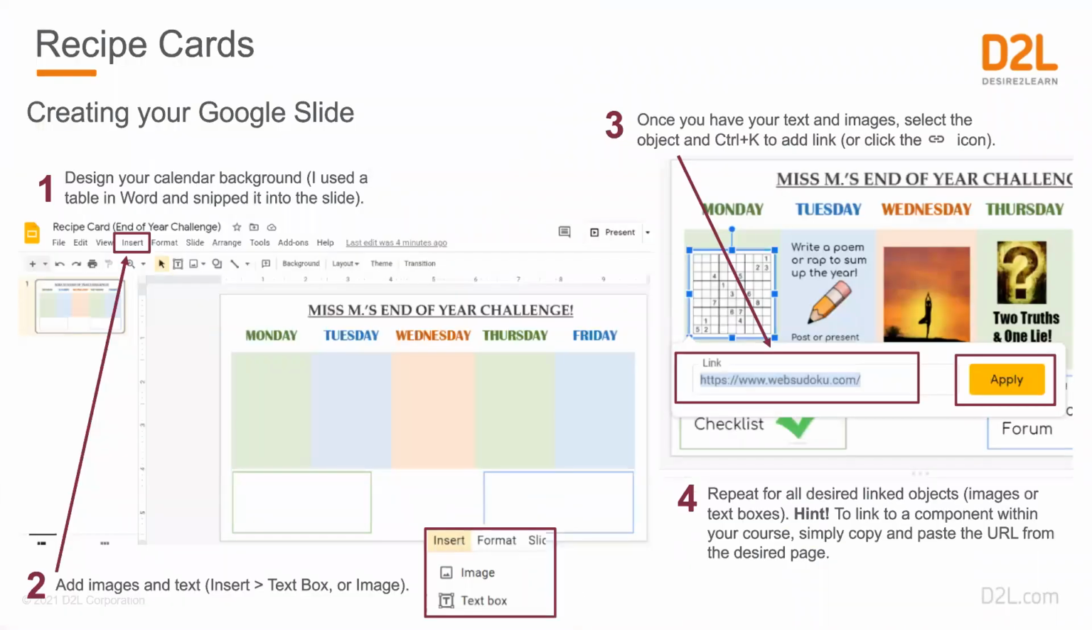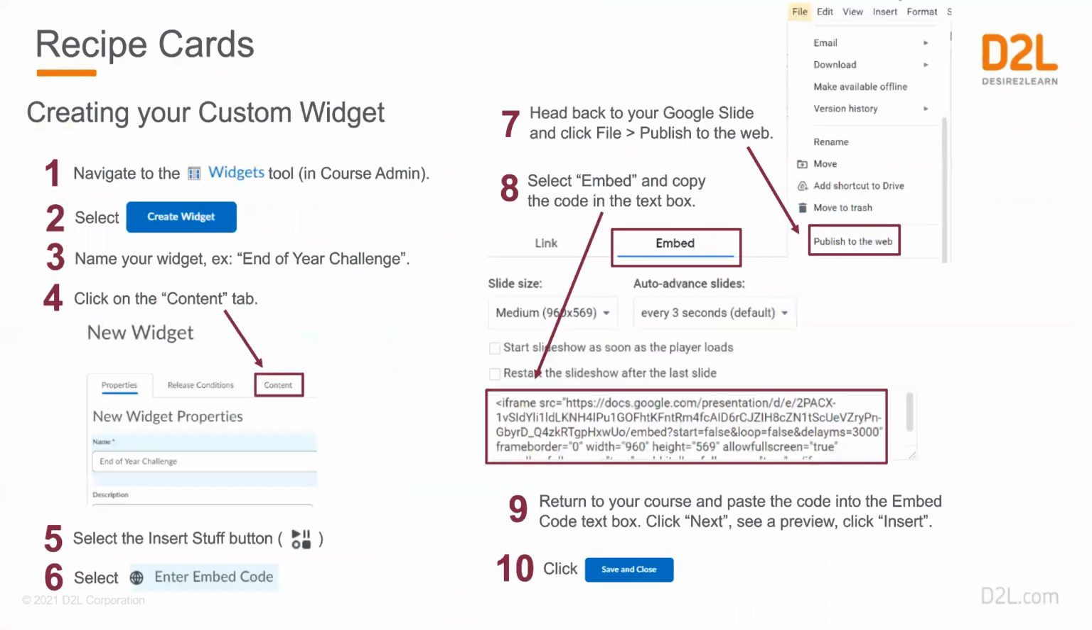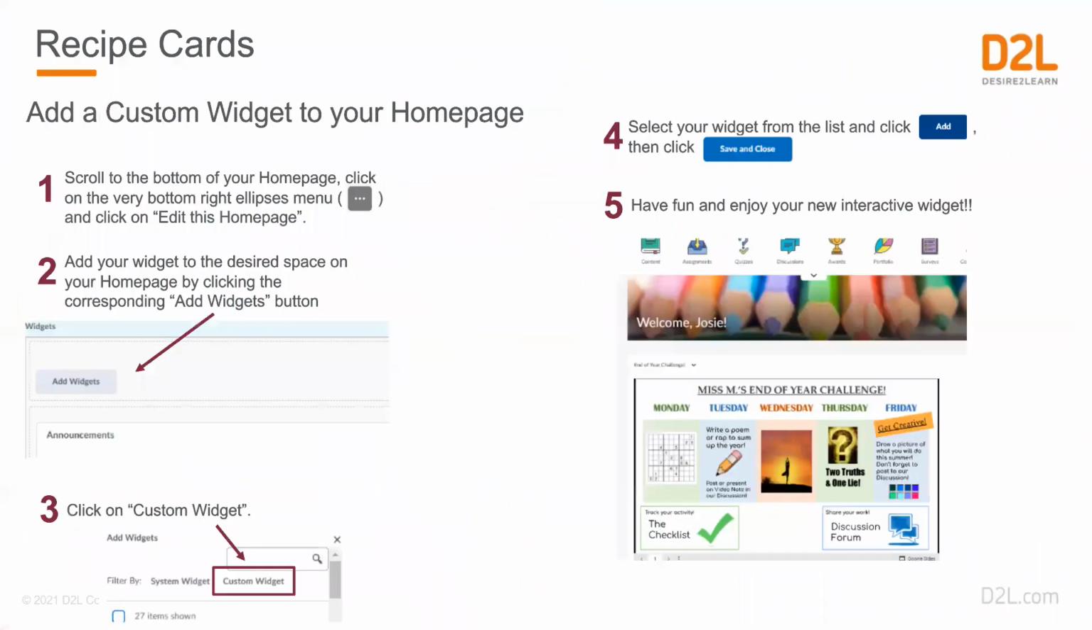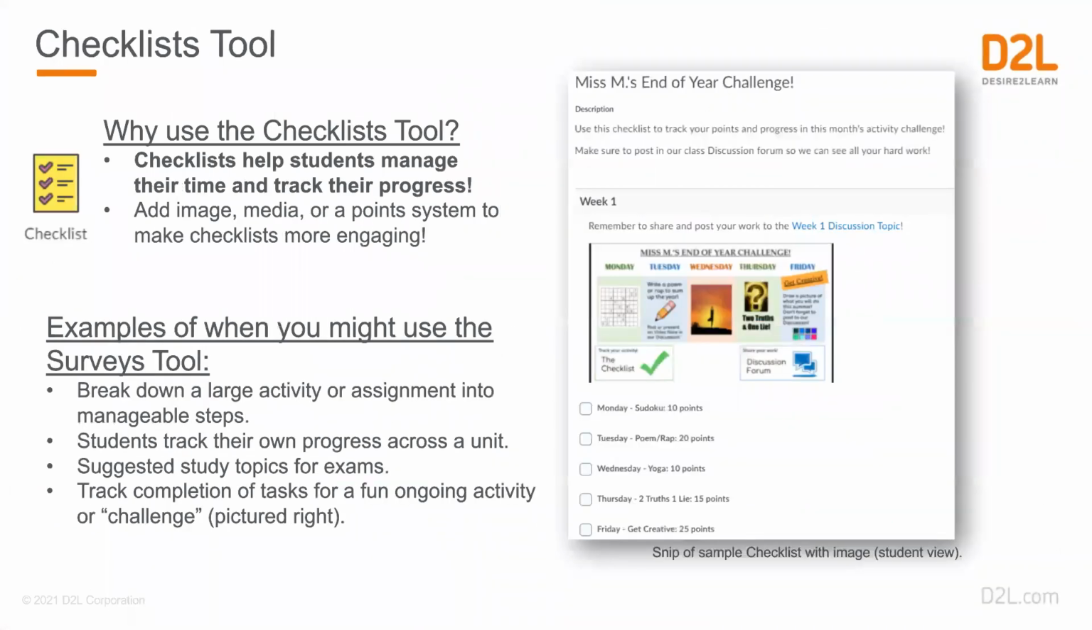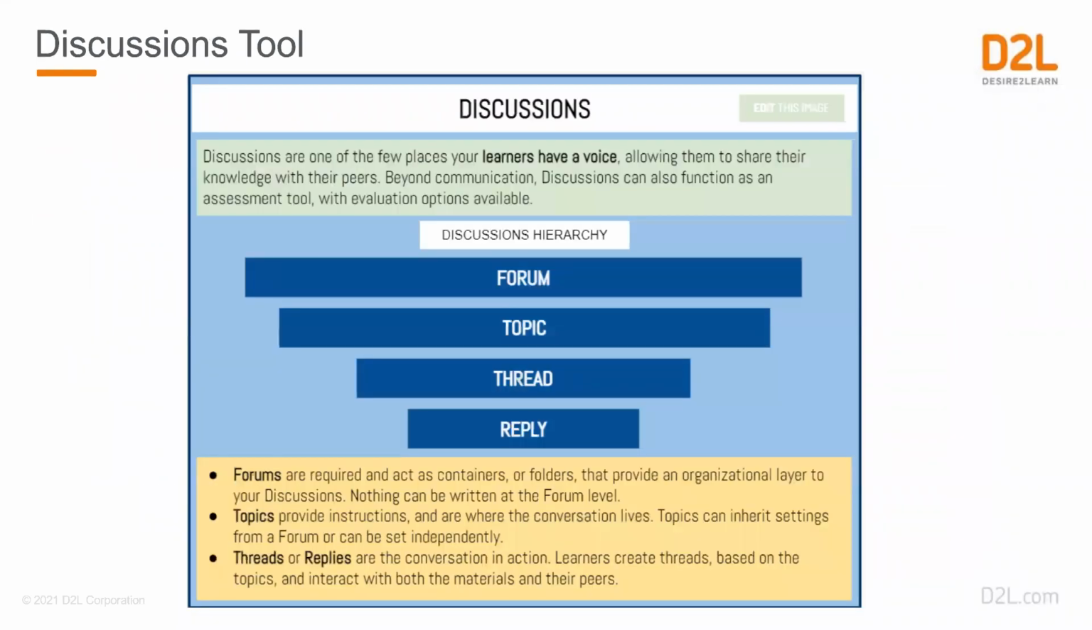And I quickly just wanted to show you as well that we've included these slides. So maybe you're in a rush and you want to quickly take a look at the steps this way. I've just added those in there. So we have how to create that Google slide, creating the custom widget, and then also how to add it to your page. A bit more about the surveys tool as a reminder, the checklist tool, and just some additional examples of when you would use those tools, and also a bit of a visual on how to organize your discussions tool.